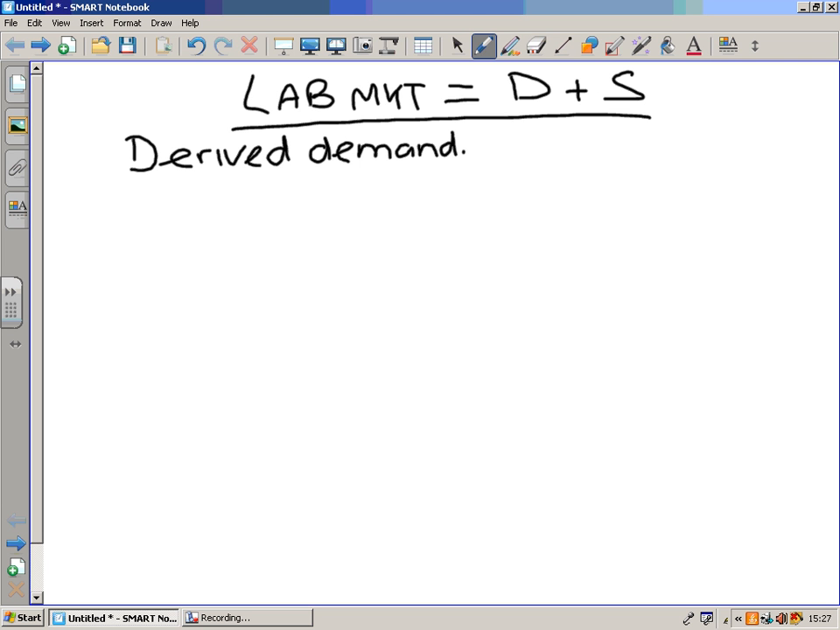Other examples of products which have got a derived demand include transport, so travelling. People don't demand a bus because they like travelling on buses. They demand it because they want to get an education, so go to college, something like that. When we go on holiday, we don't demand the aeroplane for the fun of the flight normally. We demand it because we want to get on holiday. So we're demanding the holiday in effect. It's a bit like an indirect demand, I suppose.